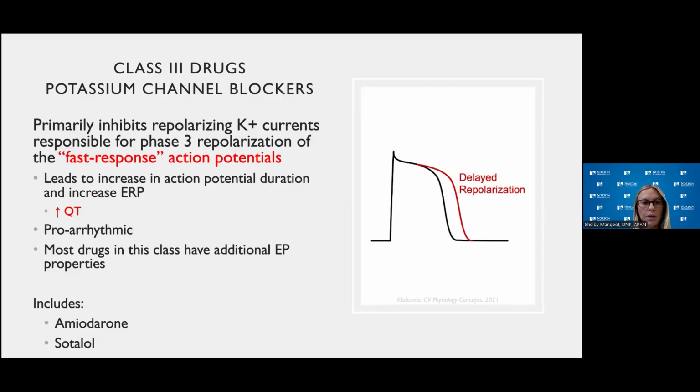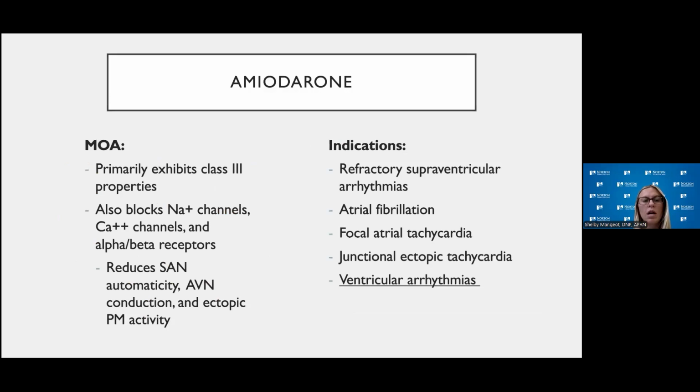They are proarrhythmic, and most drugs in this class have additional EP properties. So the medications that we're going to talk about are amiodarone and sotalol. Amiodarone is a very widely used medication. It primarily exhibits class 3 properties. It has sodium channel blocking properties, calcium channel blocking properties, and then alpha and beta receptor effects as well. So there's a number of things that amiodarone specifically affects, and it has a wide use of indications.